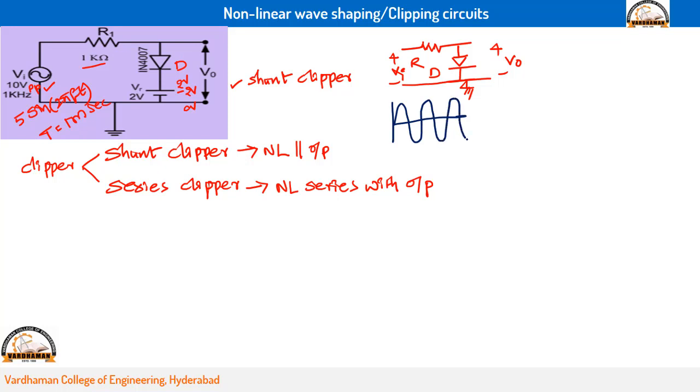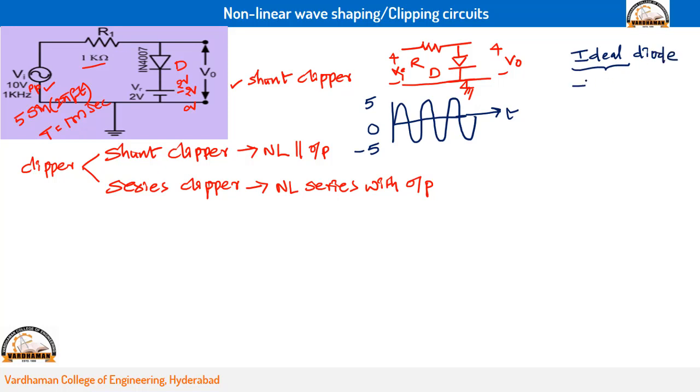In all the examples I will take the peak to peak voltage as 5 volts. Wherever it is required to change this peak to peak voltage, I will tell you at that time. For this circuit, this is enough. And I will assume ideal diodes, and I will give a note on practical diodes. Ideal diodes we are taking.